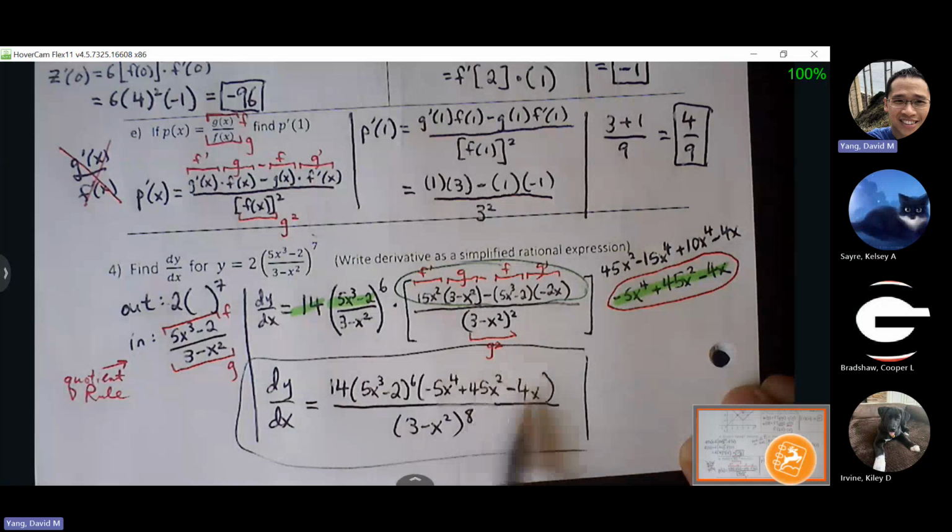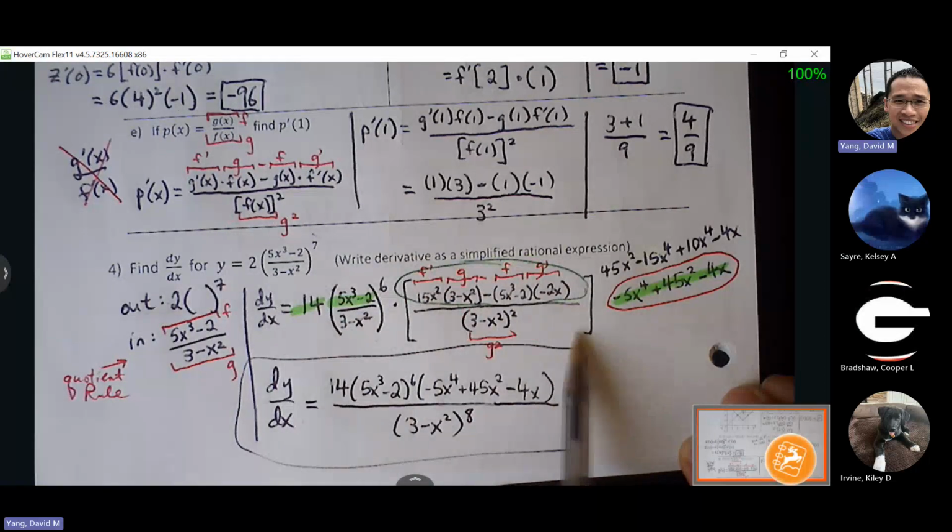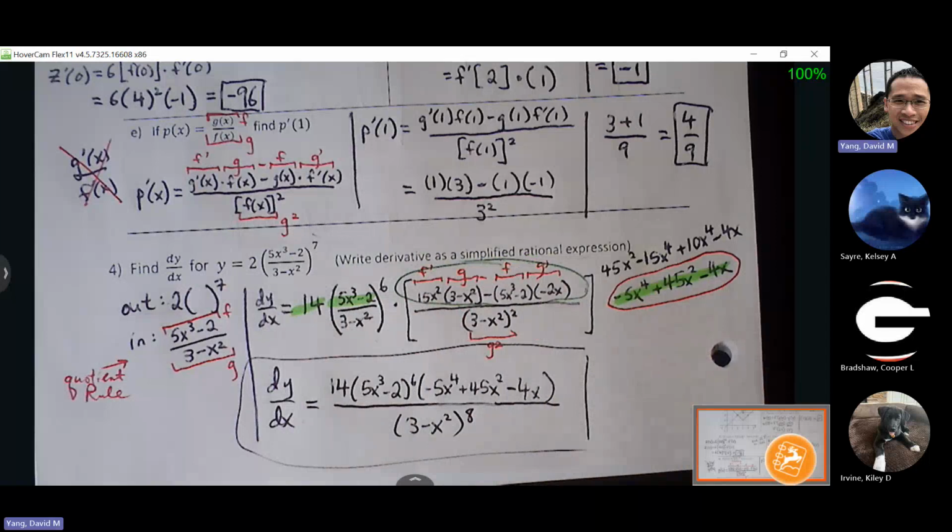Just 1 point. Yeah, because this is technically the answer. You have the answer here. This is the most important step here. This is just cleanup. Okay, so.